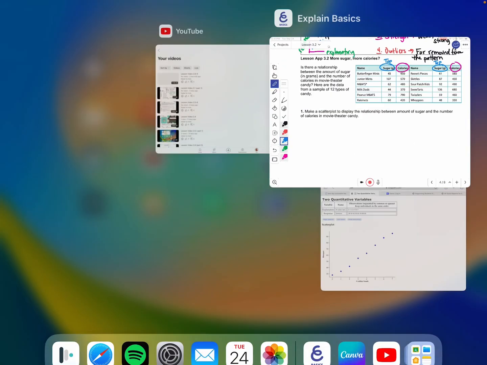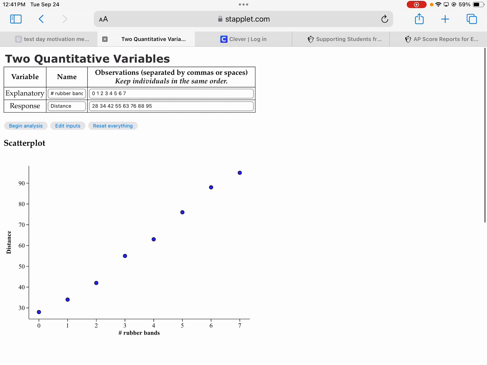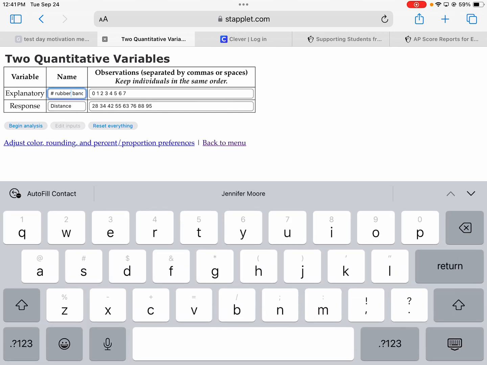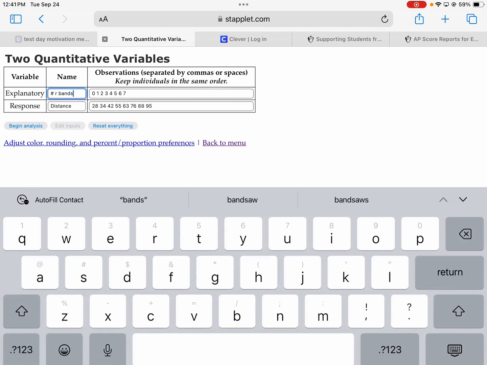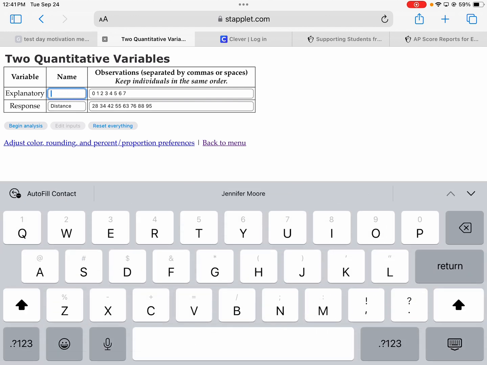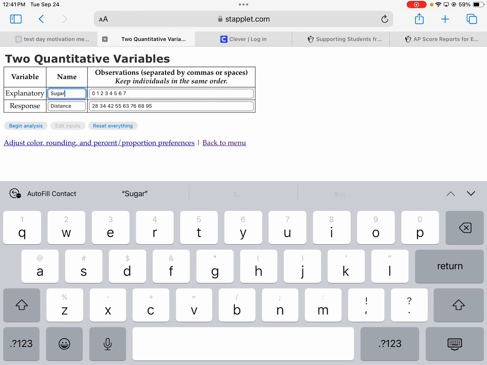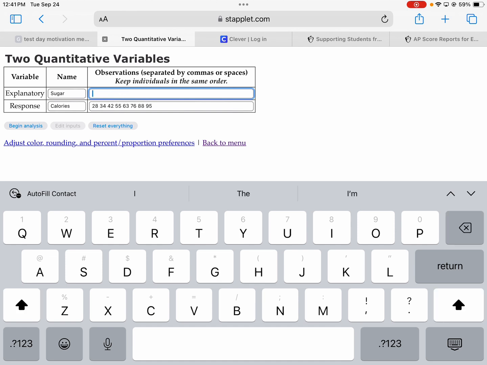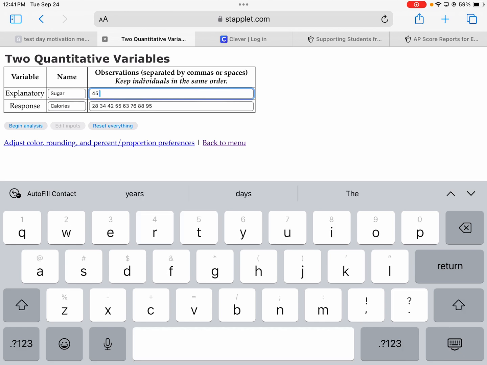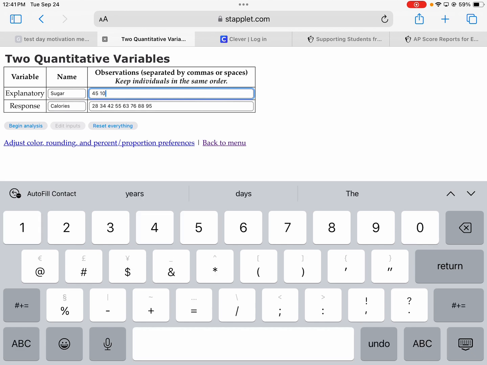So let's switch over, okay? And I'm just going to come up here and do edit inputs and clear out. Remember, we're still using that 2 quantitative variables. So we've got sugar, and then underneath that, we'll put calories. And then we can go in and edit all those values. So it may take a second. 45, 107, 62.